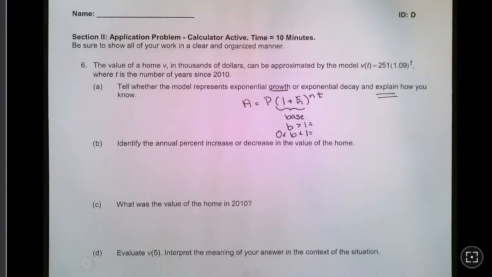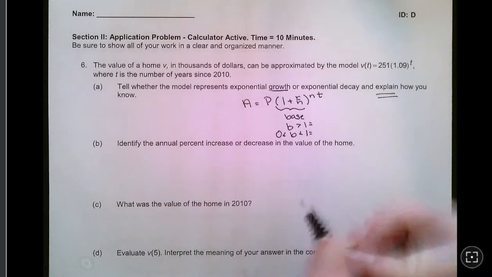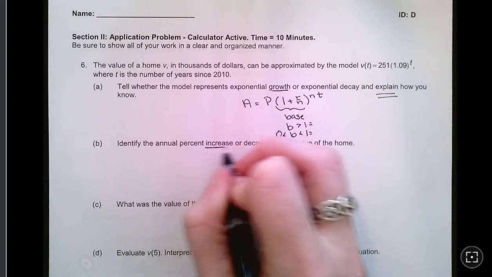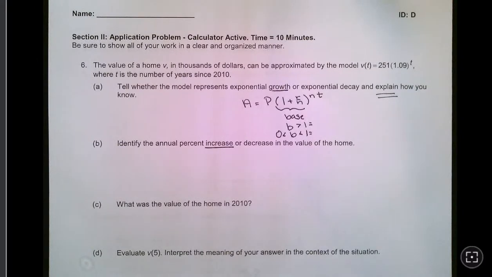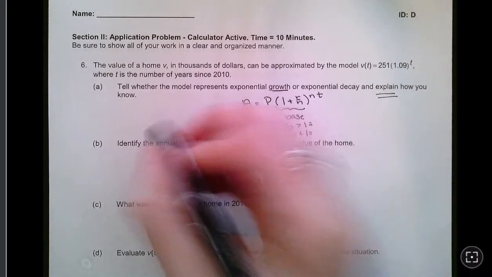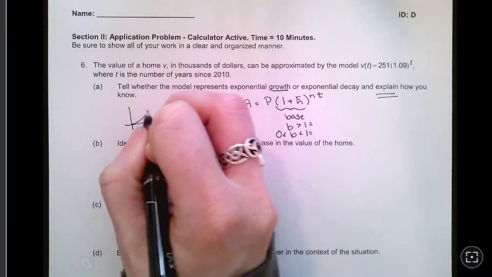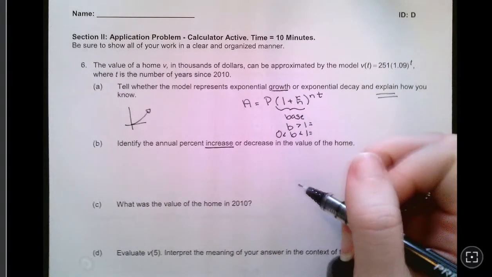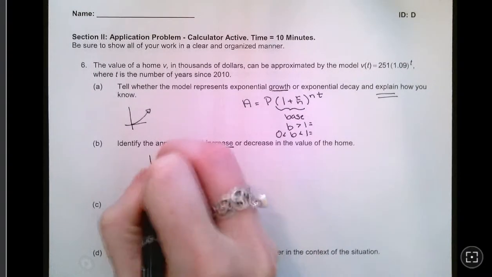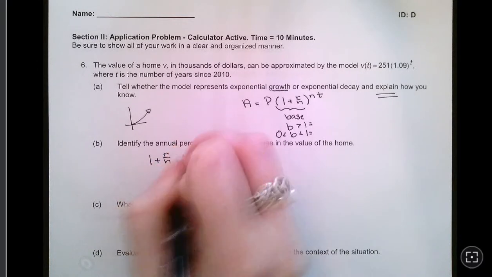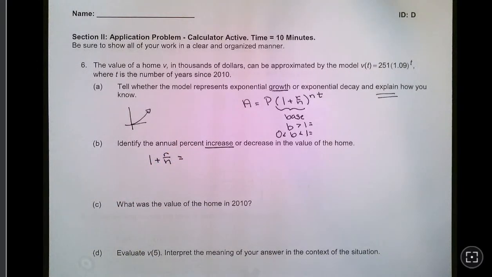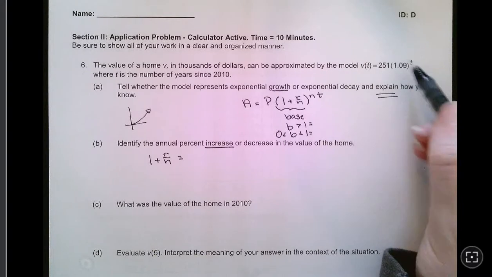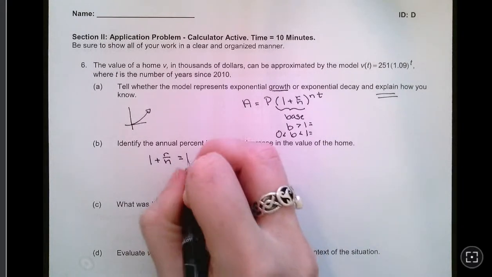For B, it says identify the annual percent increase or decrease in the value of the home. A lot of us were able to say, well, I know it's increasing because there's growth. I can see it on my graph. My graph looks like this, but I don't know how much it's growing by. So, once again, we're going back to that equation. I know 1 plus r over n is going to equal that whole inside of that parenthesis. So if I look up here, I see that 1.09 on the inside.